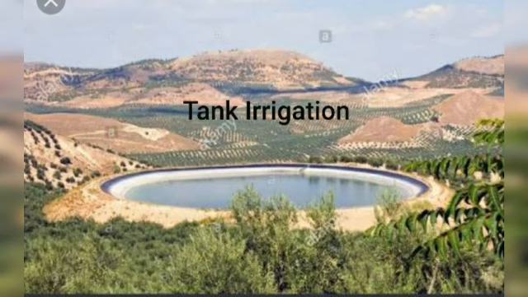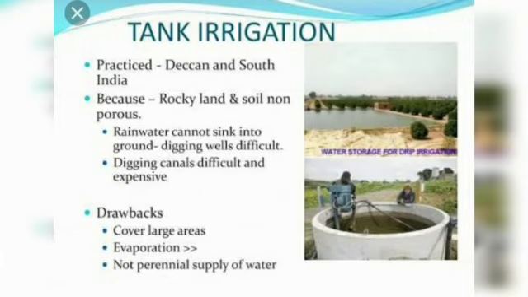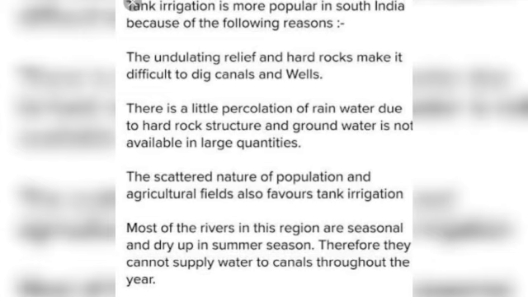Next we have tank irrigation. Canal irrigation is more favored in the northern half of India because the soil is very soft. In the south we have tank irrigation because the land surface is rocky and the soil is non-porous, so water remains at the top surface. The other reason is that the presence of hard rocks makes the soil difficult to dig for canals or wells. So tanks are more preferred there.